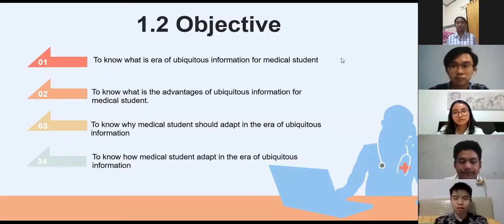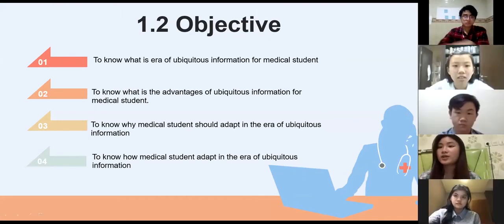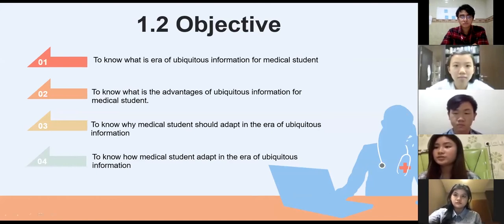My name is Daniella Vanessa Callista. Now we are moving to the objective. The objective of the student project is, first, to know what the era of ubiquitous information is for medical students. Because as we know today, information sources can be accessed anywhere and anytime.